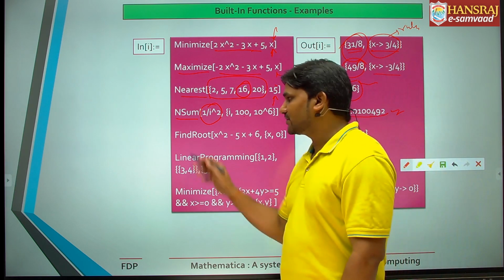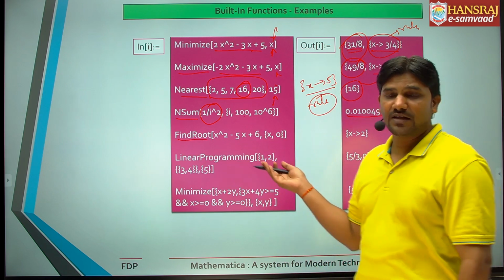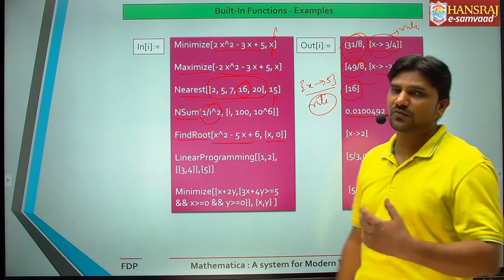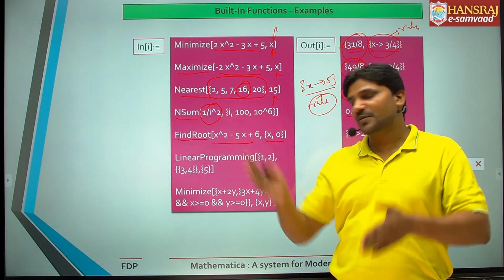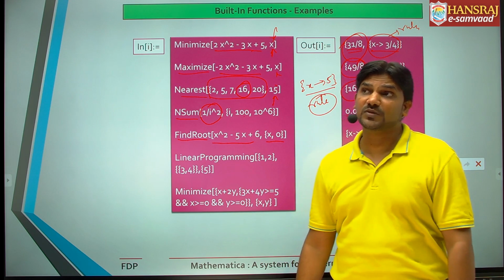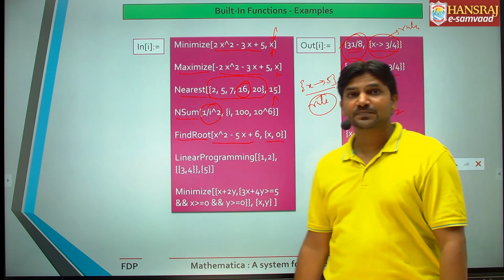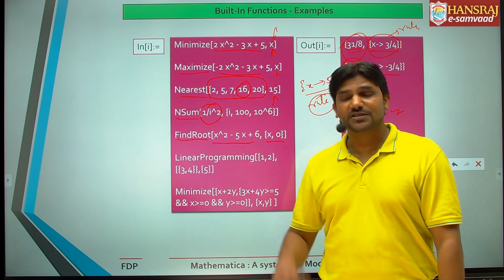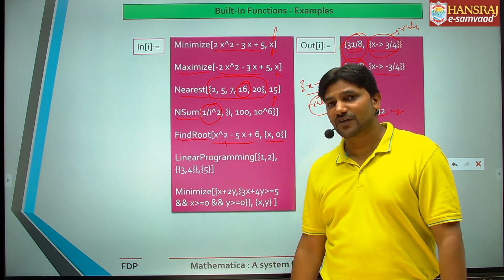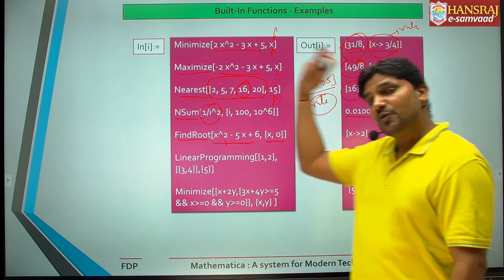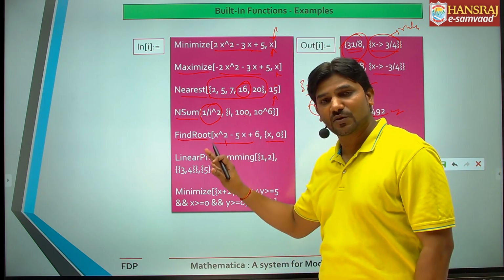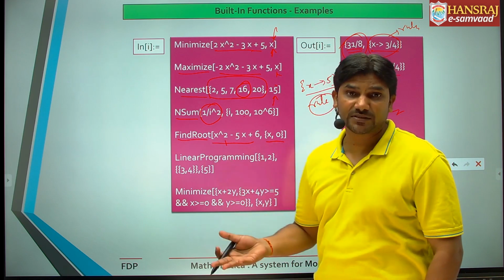Another function is FindRoot. As I have already discussed, for FindRoot your function should be there and the starting value, the value from which you want to start. Basically this function works on Newton's method, and Newton's method comes from numerical methods or numerical analysis. You can go and study it if you want to understand the functionality of that particular function. This FindRoot function uses the methodology of Newton's method.